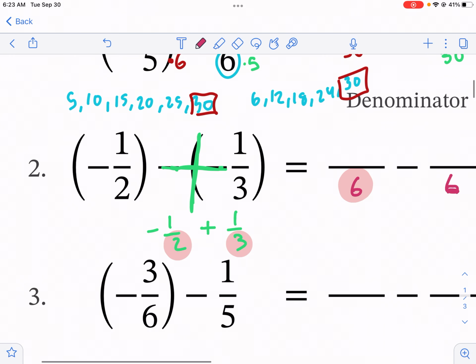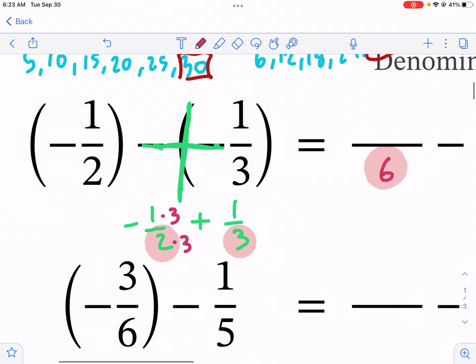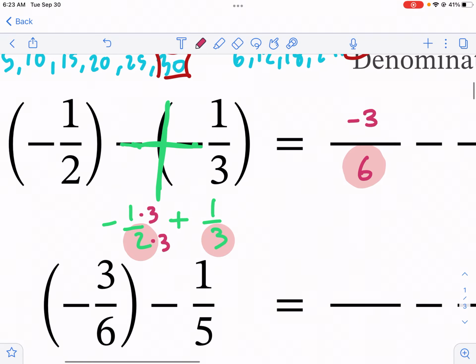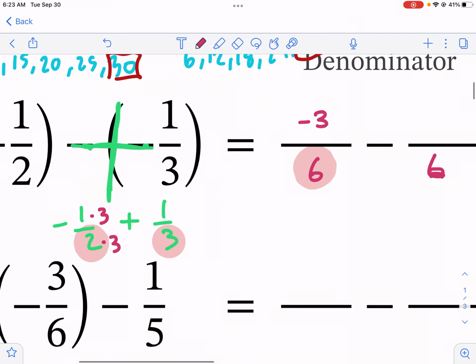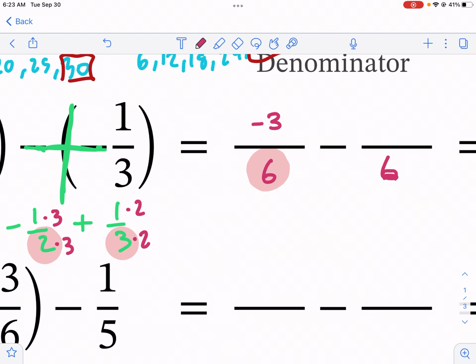Now, what did I multiply 2 by to get to 6? Well, I multiplied by 3. So I'm going to multiply by 3 there. So 2 times 3 is 6. Negative 1 times 3 equals negative 3. Is negative 3 over 6 equal to negative 1 over 2? Yes, both of those are half. And now I multiply by 3 times 2, and I have to multiply to the top and the bottom. So 1 times 2 is 2.